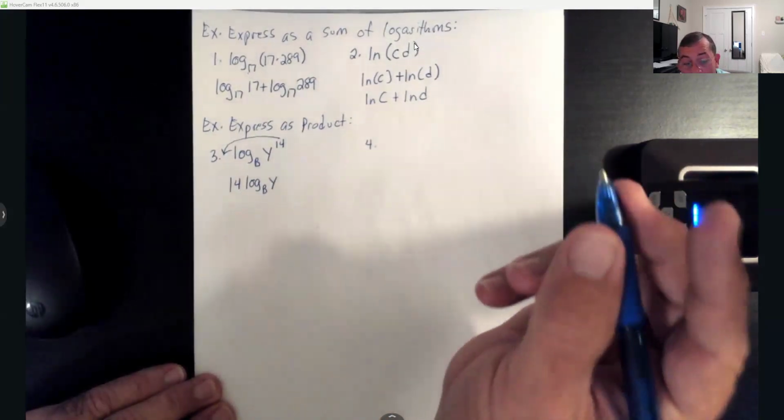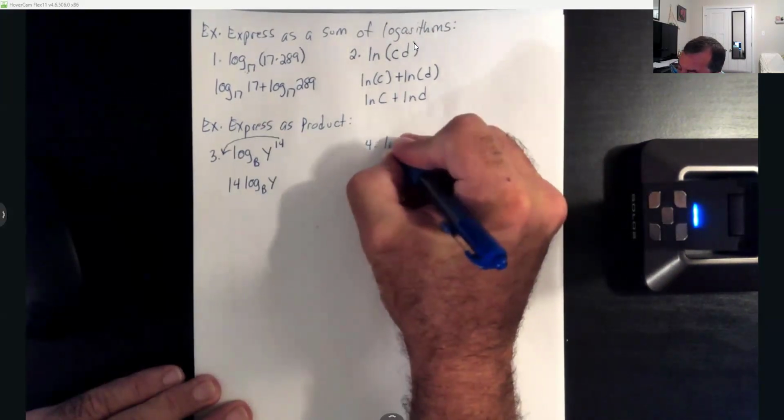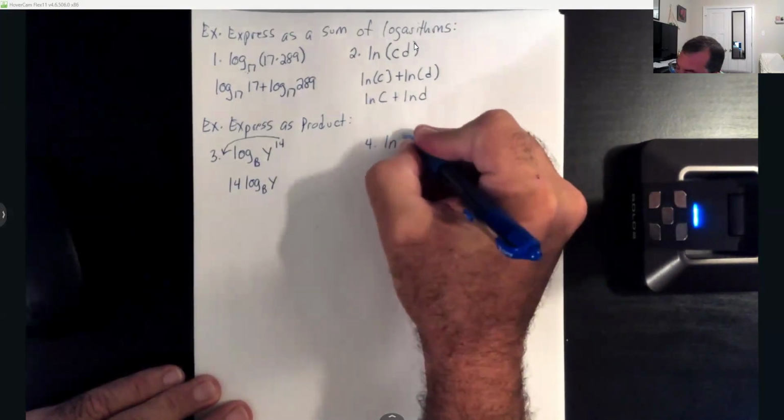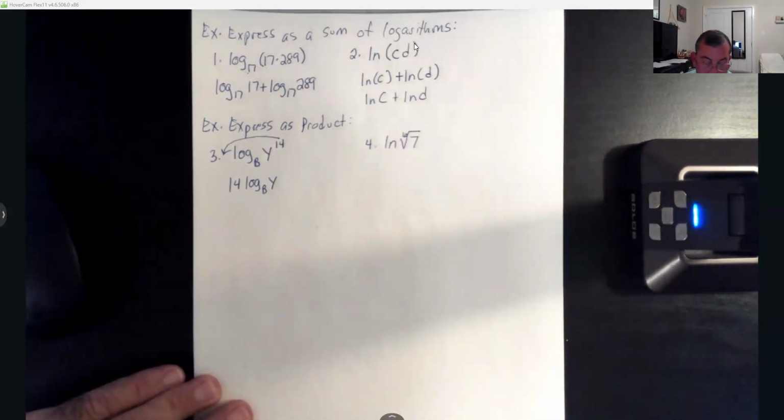All right, y'all, number four is going to be an LN. But this one's going to be a little trickier. I got the LN of the 6th root of 7.